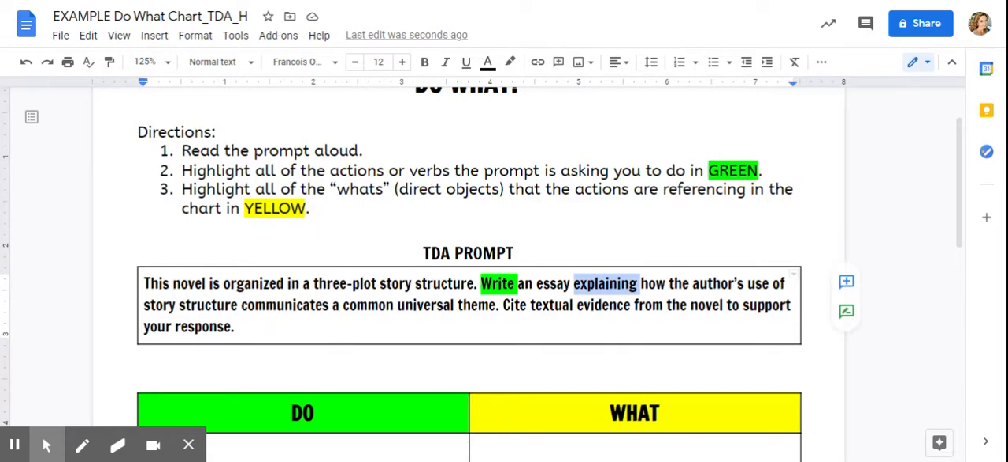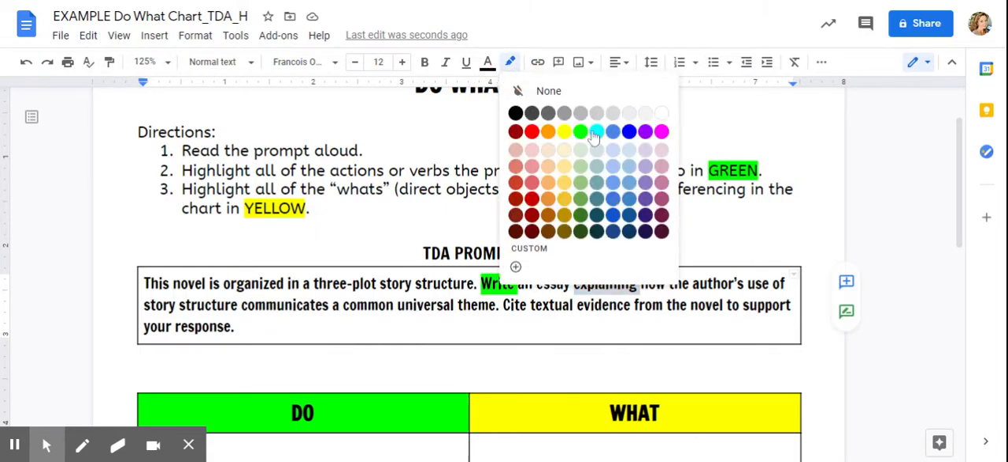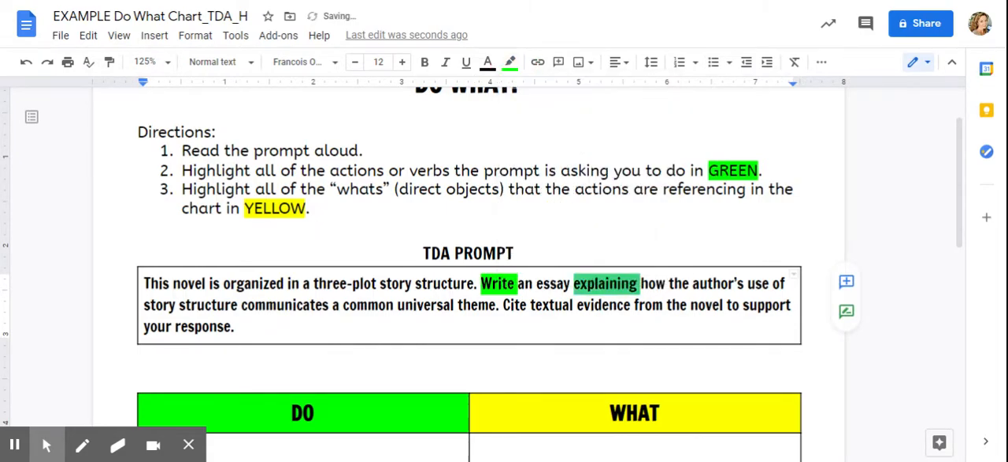That's something that I'm going to have to do. I'm going to have to explain. So we will highlight that one green. How the author's use of story structure communicates a common universal theme. Okay, so the only thing that I will have to do as a writer is write an essay. That's just the format, but I'm really going to be explaining something. We're going to come back and do the yellow what's in just a minute. Let's finish this with just looking at the verbs for the third sentence.